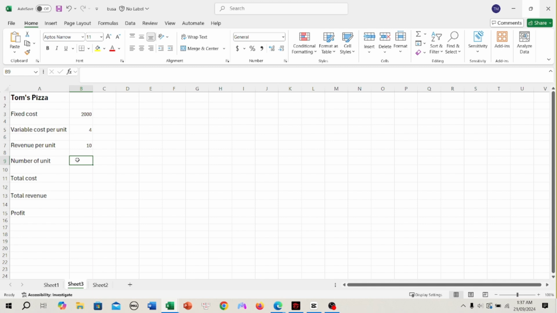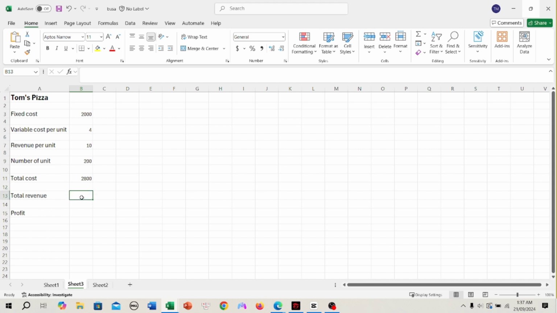Now I will choose a random number of units. It can be 200. And to find the total cost, you take the number of units multiplied by variable cost per unit plus fixed cost. Here you go.